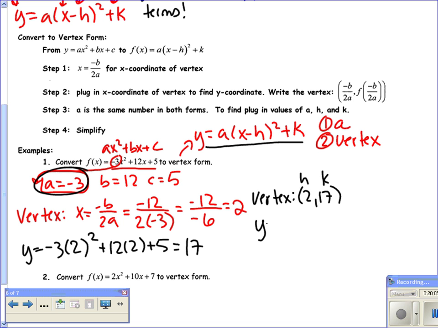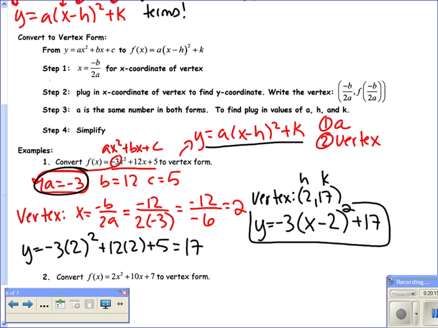So we get y equals -3 and then x minus 2 and then plus 17. So this right here, and I forgot the square, so don't forget that, would be my equation now written in vertex form. So again, we went from standard form to vertex form.